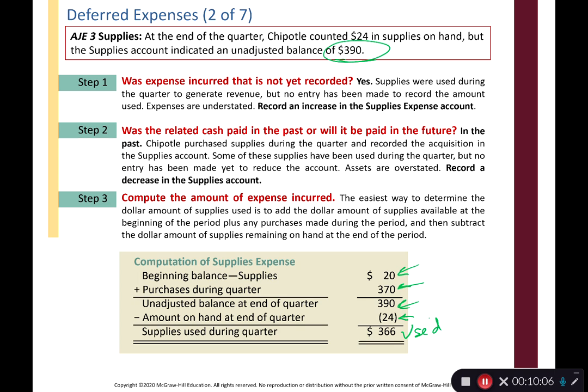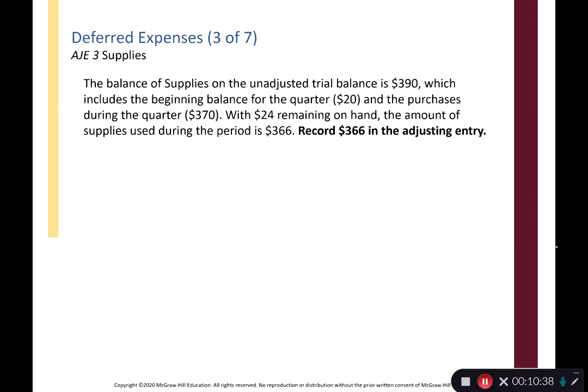So originally, when we made the purchase, we would have debited our supplies by the 370 when we bought those supplies, because assets go up with debits, and we would have credited cash by the 370 because assets go down with credits. That's not the adjustment. That would have been the original cash transaction. Remember, with deferrals, cash comes before. So then, how do we record the adjustment for the amount we used?